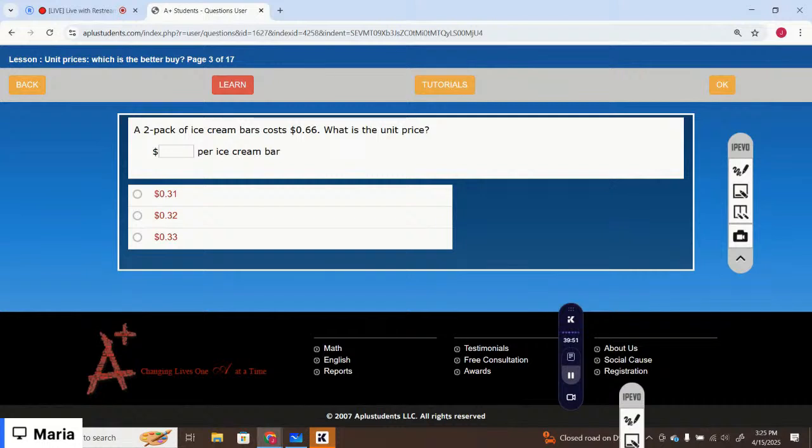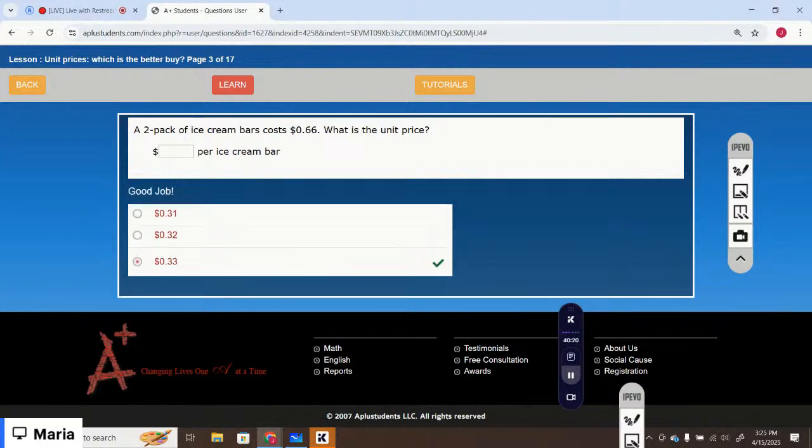A pack of ice cream bars costs $0.66. What is the unit price? So which is the correct option? That is $0.33. Option number 3 is the correct option.